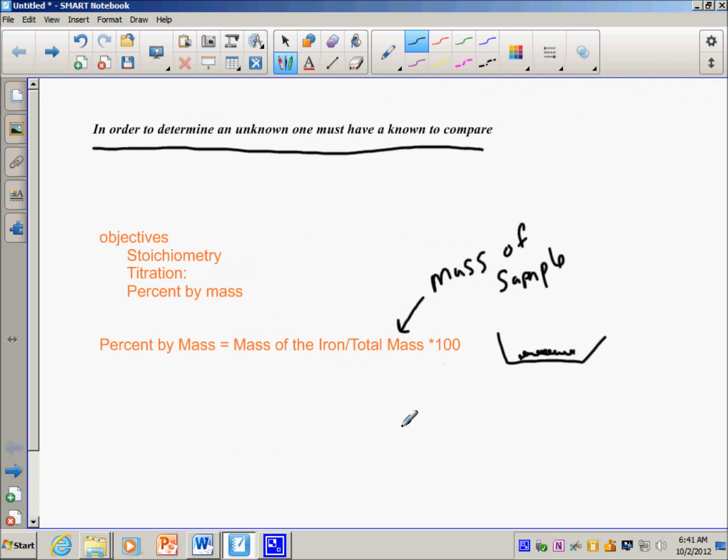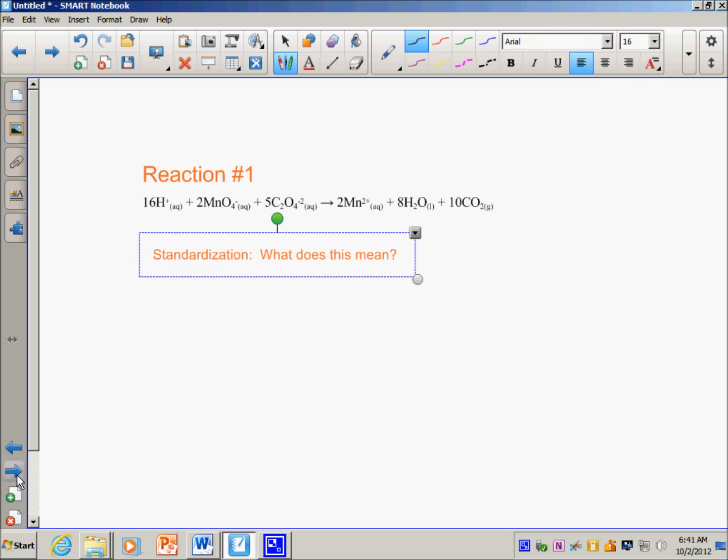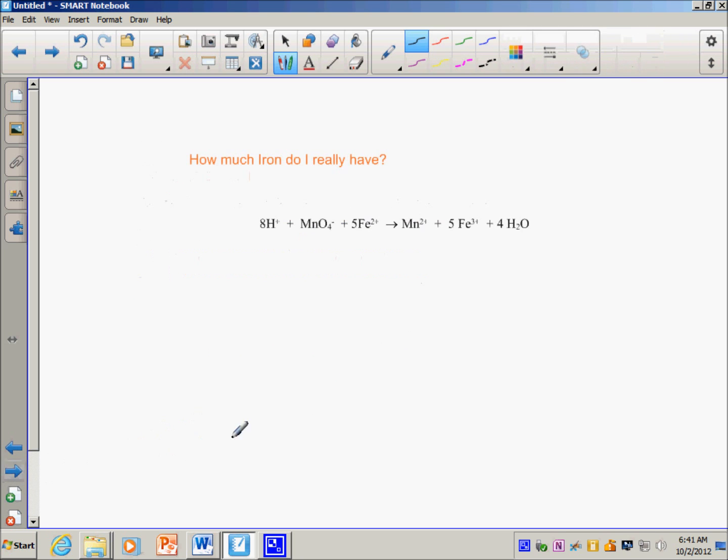Let's take a brief look at what we're actually going to do here. Our goal is to test our iron. I'm going to switch to another slide. Reaction number 2 is the reaction we're going to use, which tests iron via permanganate. This is our second reaction as you read through. This is our known, and this is our unknown. Whenever we do a titration, we very often make up a little chart like this, with our known on one side and our unknown on the other.